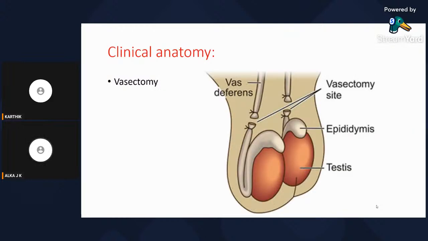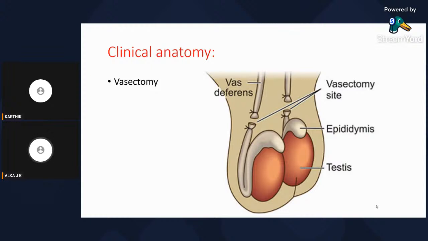Clinical anatomy: here, vasectomy is there. That's very much important. See carefully here. Vasectomy is nothing but the male sterilization surgery, in which they cut the vas deferens, because you have to remember that the vas deferens conducts the spermatozoa.